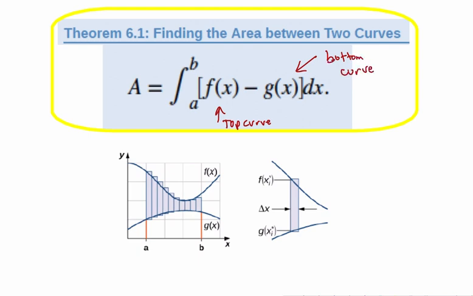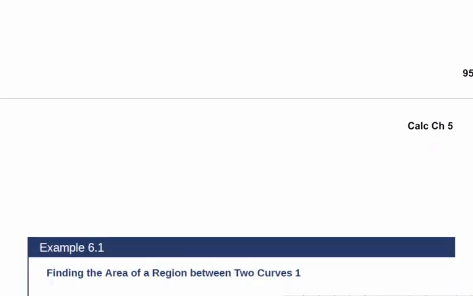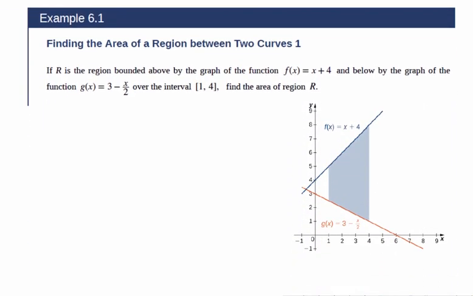Now, if a function switches, where at one point the F curve is on top, and then at a different location they switch and the G curve goes on top, we are going to have to account for that. So the area between two curves, you just want to think about it as the integral from A to B, whatever regions, of the top curve minus the bottom curve. So let's take a look at an example.